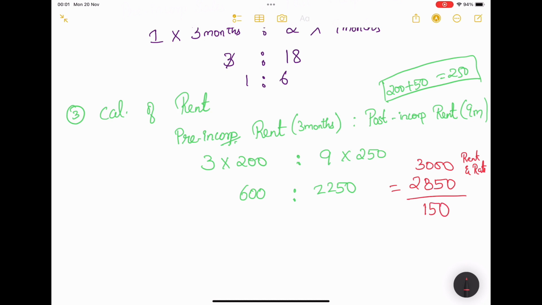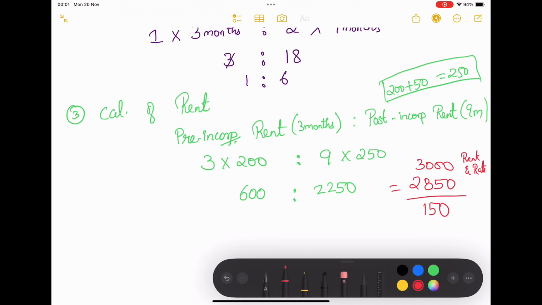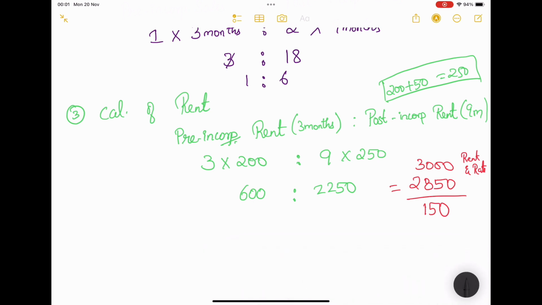This 150 value is related to taxes, rent and taxes they have given, no? So this 150 is related to tax. Got it? So now the tax value is going to be bifurcated between the pre-incorporation and post-incorporation. Each and every point you have to observe.